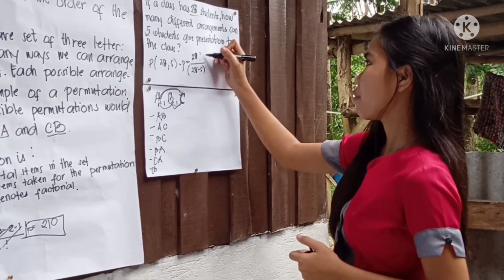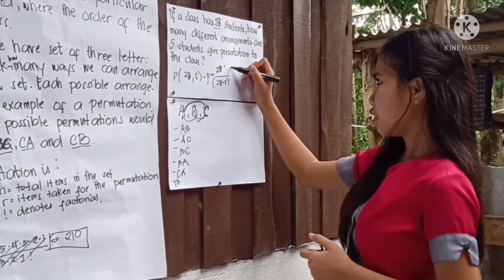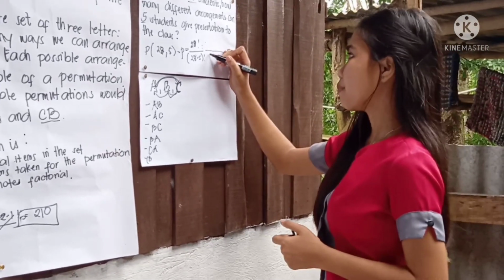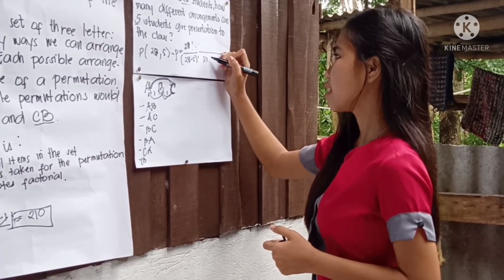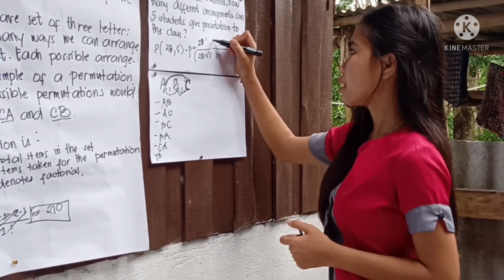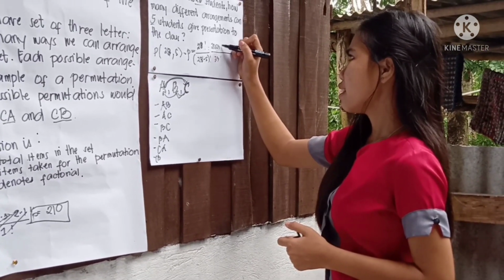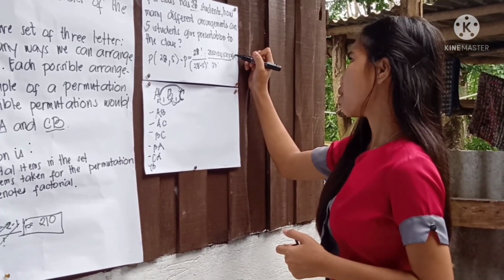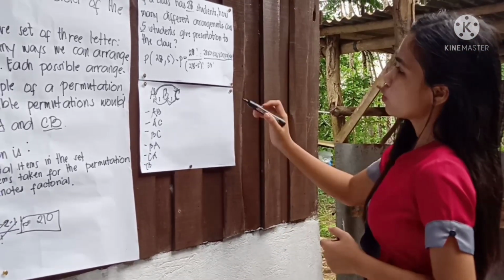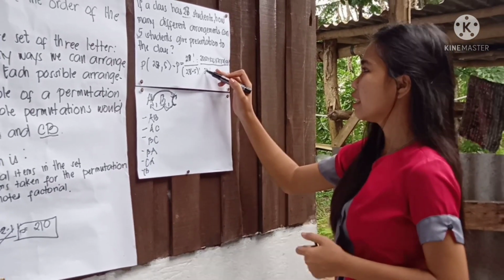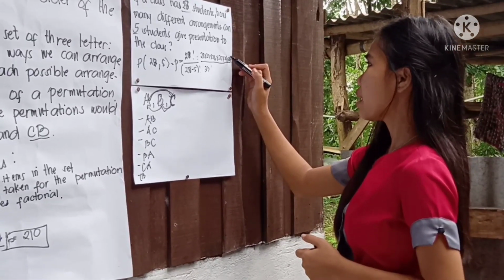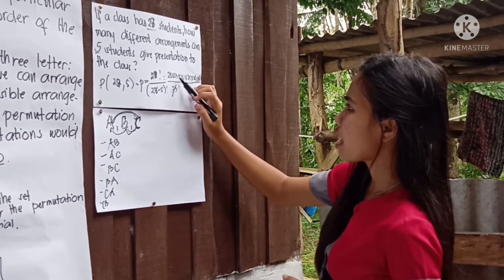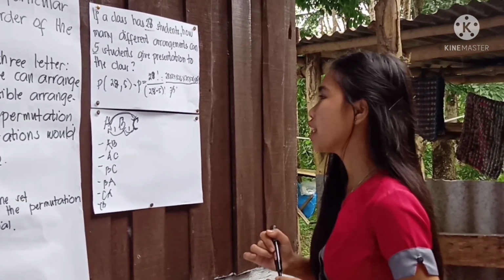Then 28 minus 5 is 23. So 28 factorial over 23 factorial is 28 times 27 times 26 times 25 times 24 times 23 factorial. The next thing to do is to cancel the 23 factorial in the numerator and the 23 factorial in the denominator. So we have here 28 times 27 times 26 times 25 times 24.